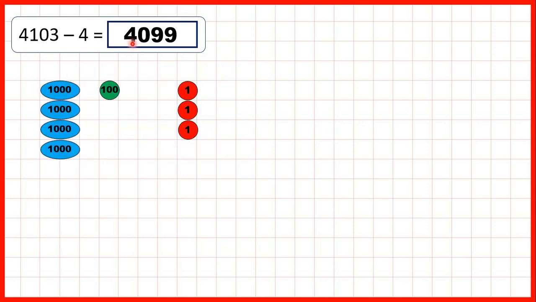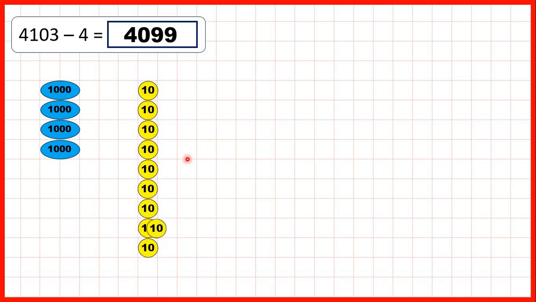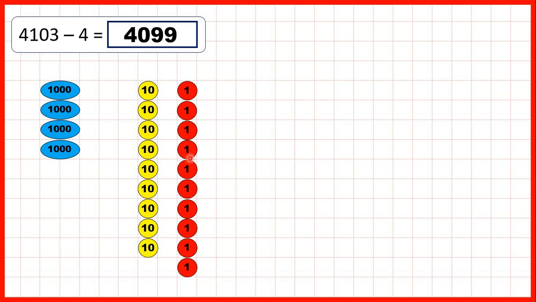Or with place value counters, we can subtract 1, 2, 3, then exchange our 100 for 10 10s, take one of those 10s, exchange it for 10 1s, and then remember we've already subtracted 3, so if we take away 1 more, that gives us 4,099 as our answer. And again, it's important that we write the 0 in our hundreds to make it clear that we have 4 thousands.